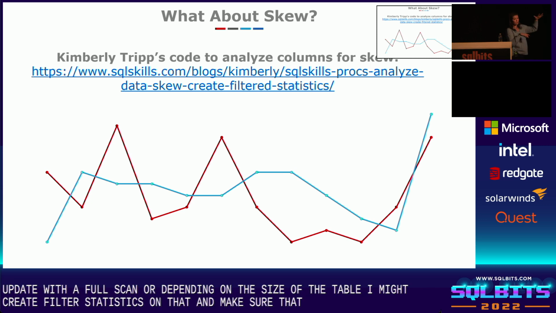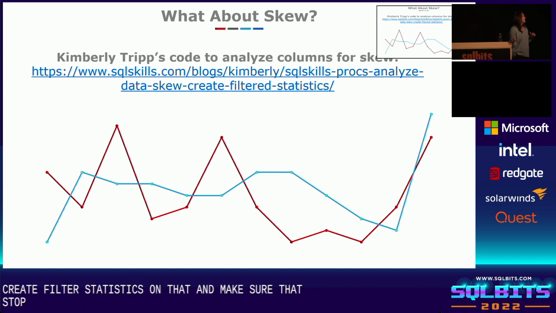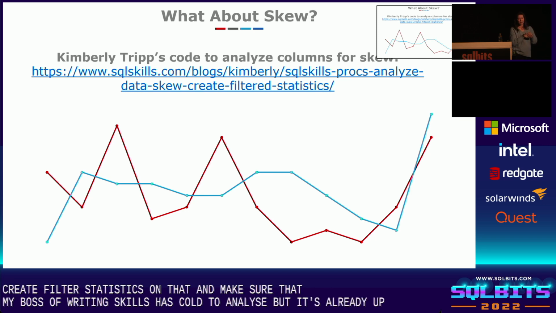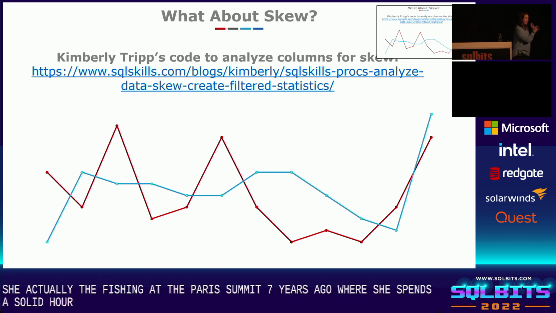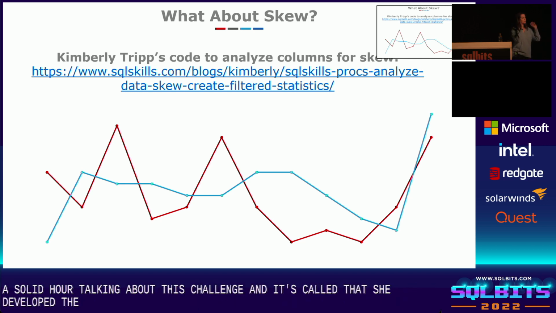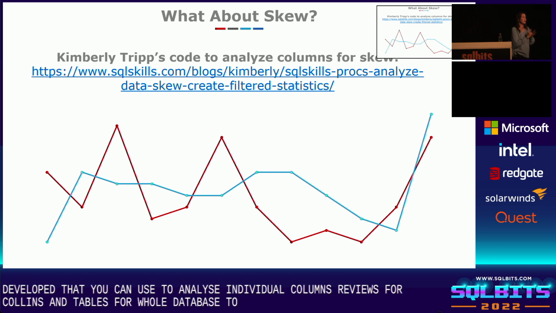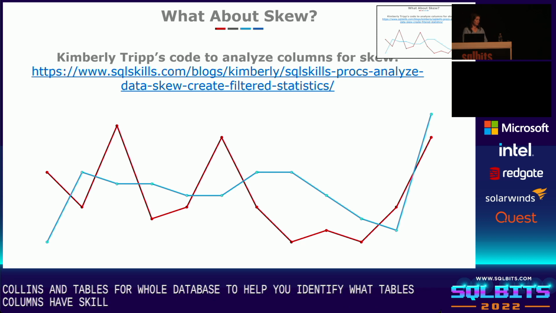Kimberly Tripp, who used to be my boss over at SQLskills, has code to analyze this. It's already out there. She actually did a session at the past summit several years ago where she spends a solid hour talking about this challenge and this code that she developed that you can use to analyze individual columns. You can do this for columns in tables. You can do this for the whole database to help you identify what tables, what columns have skew so that you may need to manage differently.